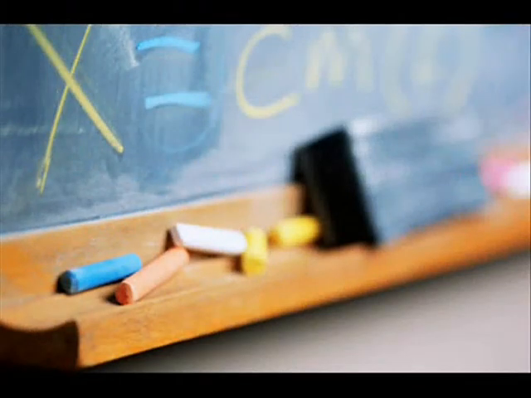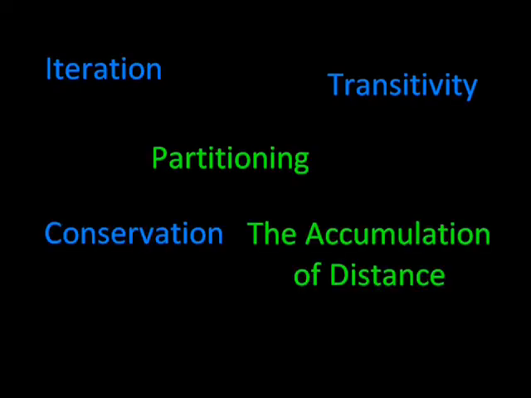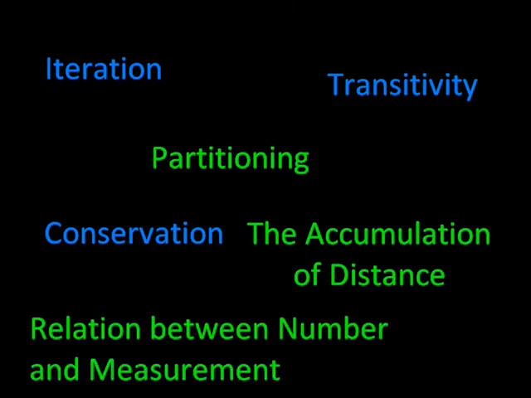Once the teacher knows which stage of understanding the student has accomplished, he or she can create lessons for the class to build skills of iteration, partitioning, transitivity, conservation, the accumulation of distance, and the relation between numbers and measurement.